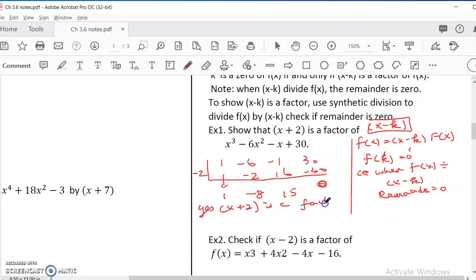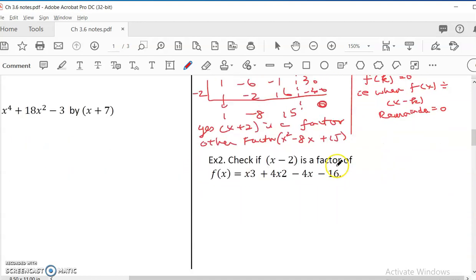And what is the other factor? The other factor is right here in the quotient. So this is 1, so we do it like this: 1x squared minus 8x plus 15. So this is the other factor. You factor all of them, and very often after you find the first factor, the second becomes quadratic. You can use the quadratic formula to solve it.